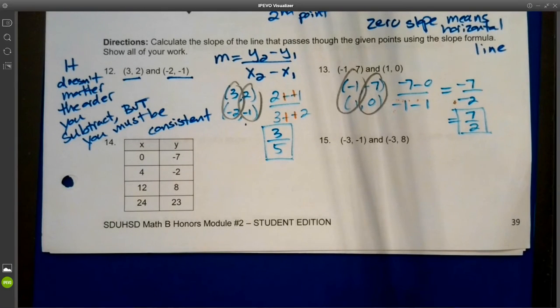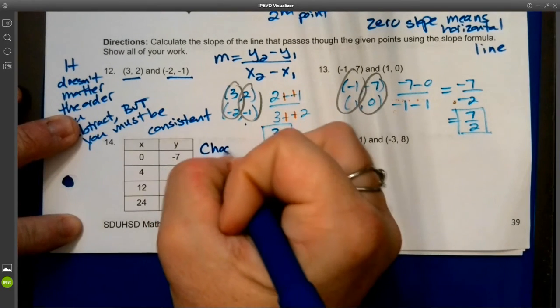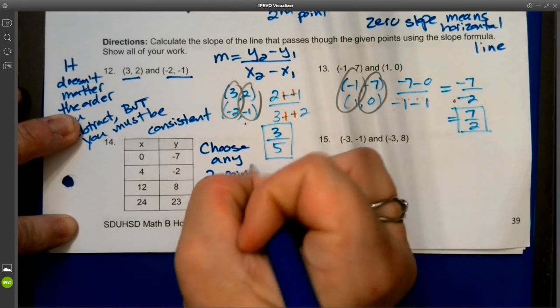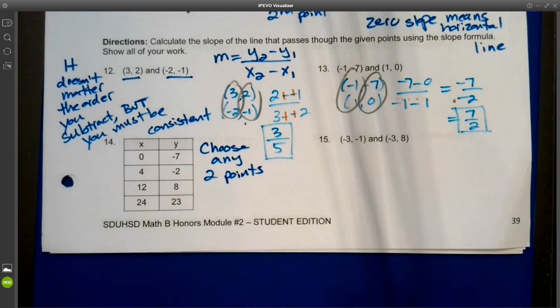What's up? Now look at 14. Whoa, on 14, I've got lots of points to choose from. You can choose any 2 points you want. Pretty cool stuff. Any 2 points you want, you can choose them. Okay.